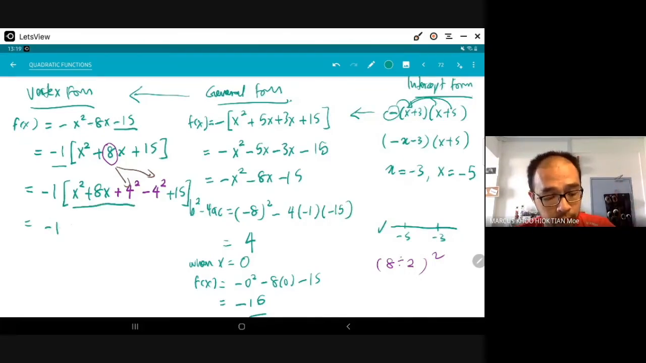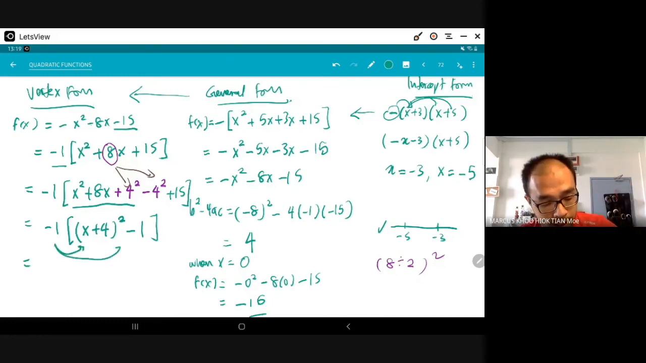So negative 1 is to be x plus 4, the whole thing squared, minus 4 squared plus 15. This will give you a value of minus 1. And then we multiply that negative in, which is this and this. So it gives you negative 1 x plus 4 squared plus 1.